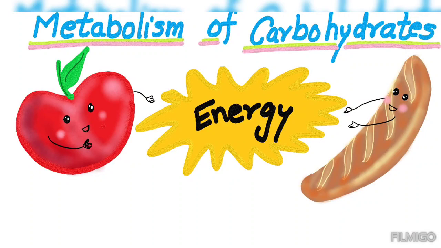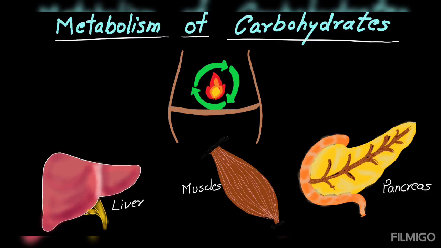Carbohydrates are one of the main macronutrients that provide energy to our bodies. They are found in foods like bread, fruits and vegetables. In this video, we will take a closer look at how carbohydrates are metabolized in the body to produce energy.